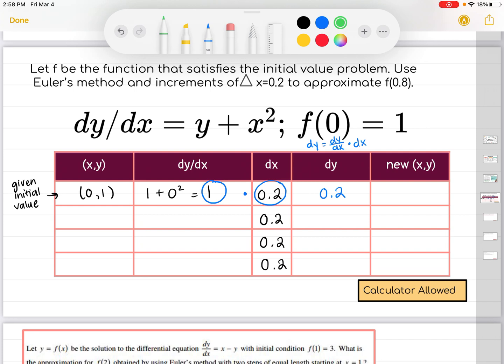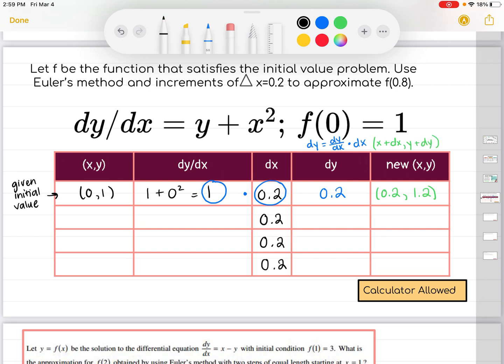And now to get our new point, we're just going to move by that dx and move by that dy to our new point. So if we started at where x is 0 and our dx is 0.2, now we're at 0.2. And if we started where y was 1 and we're moving up by 0.2, now we're at 1.2. So to get your new x and y, you're always taking your old point x and adding dx, and then your old point y and adding dy.